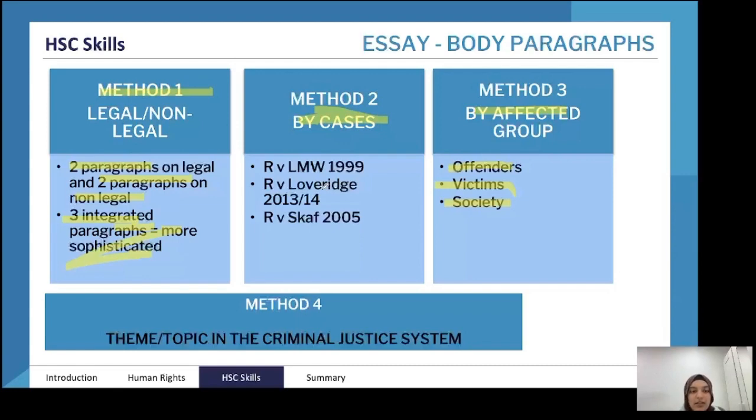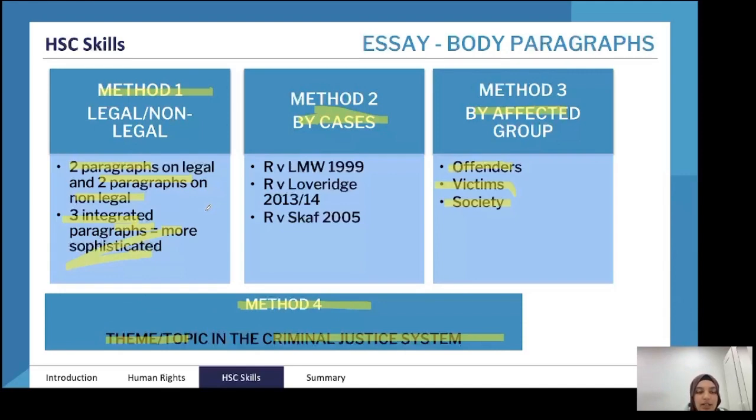Remember that somebody who does it by cases and somebody who does it by affected group can still end up with the same mark. It's not like there's a specific right way to do it. Method 4, theme or topic in the criminal justice system. So whatever it is, again, looking at the syllabus will really help you out with that as well.